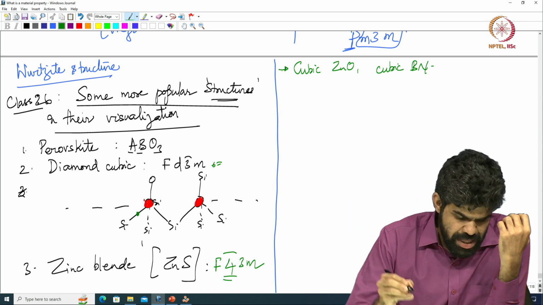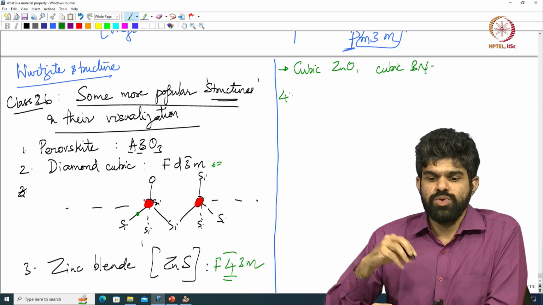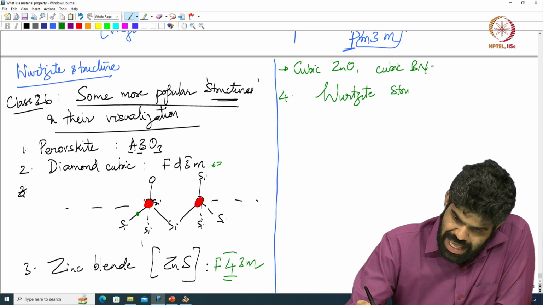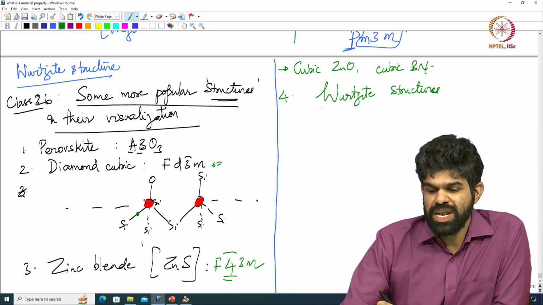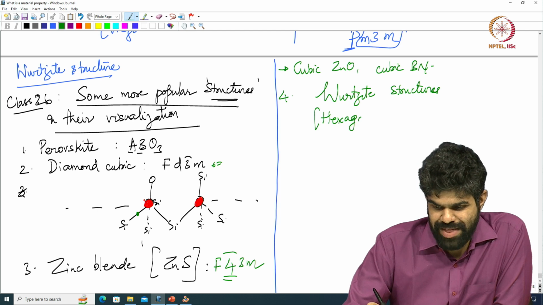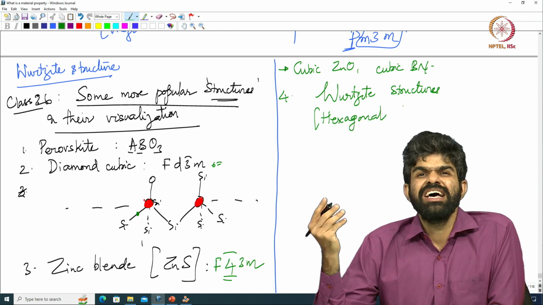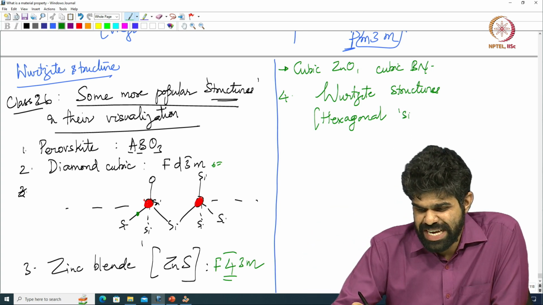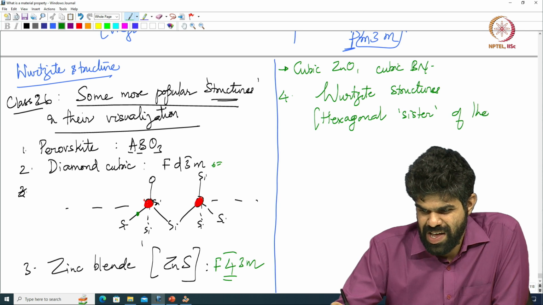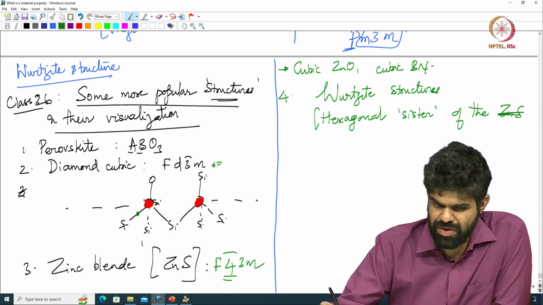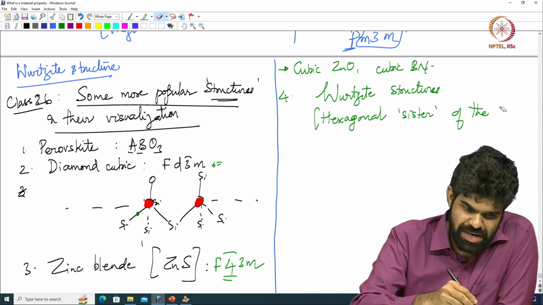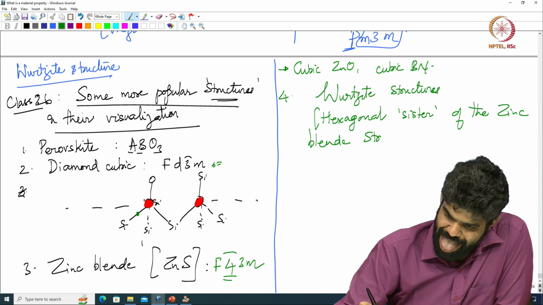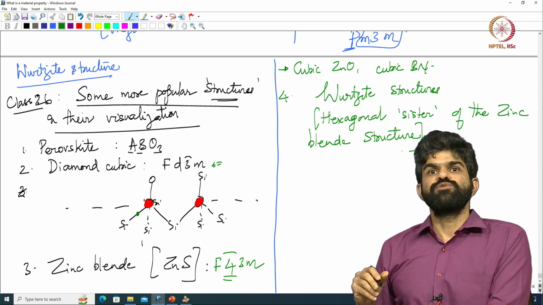Okay. Now the analog of zinc blende is what are called Wurtzite structures. But these are not, so I am going to call it the hexagonal analog. Not analog really, but for lack of a better word, to loosely put it, the hexagonal sister of the zinc blende structure, is what is called a Wurtzite structure.